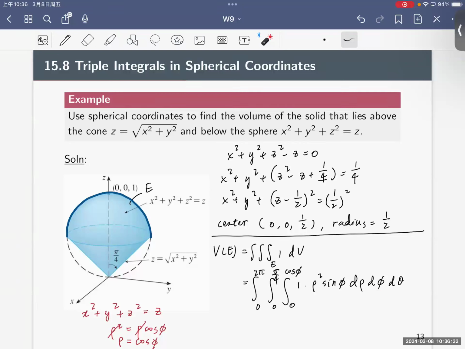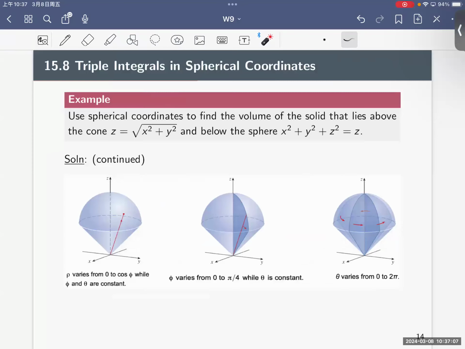So now I have the triple integral set up. I just need to integrate rho squared sine phi. This is an easy integration. It doesn't involve any additional techniques like integration by substitution, so I'm not going to show the process. In the end, after evaluation, the result should be pi over 8. What I want to show you is, given this solid region, how to describe the shape of the region using spherical coordinates.